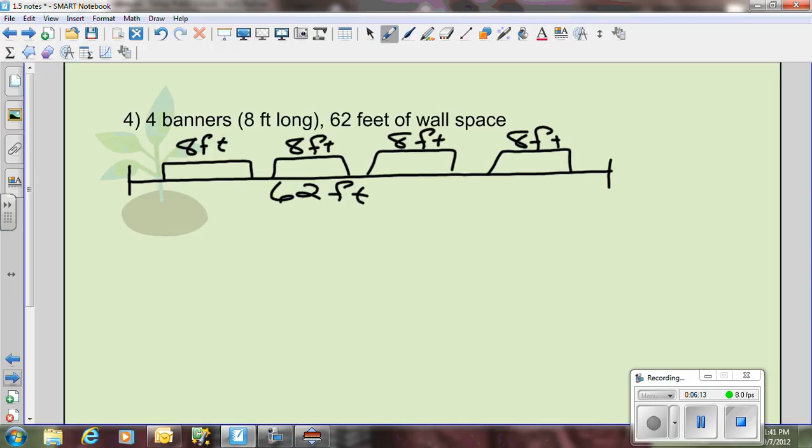Now, it's an equal distance from the banner to the wall and between the banners, so I can use the same variable for all of them. What variable do you want to use? X. Okay. X it is.